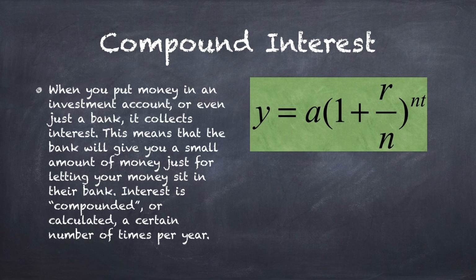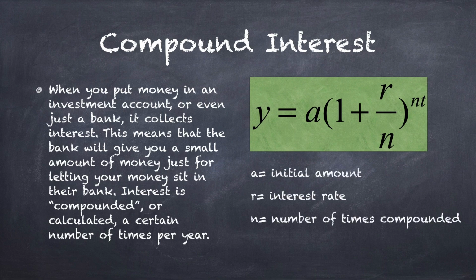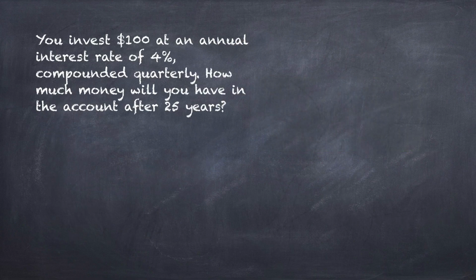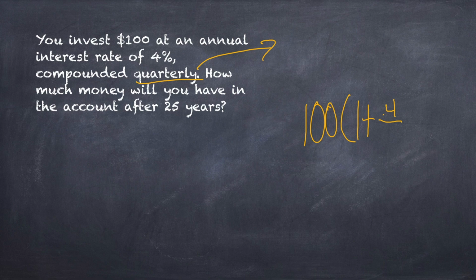Y equals A times (1 plus R over N) to the NT. So A is the initial amount, R is the interest rate, N is the number of times compounded, and T is time. So in this case, I invest $100 at an annual interest rate of 4%. So times 1 plus 0.4. Now, it is compounded quarterly. Quarterly means 4 times a year.